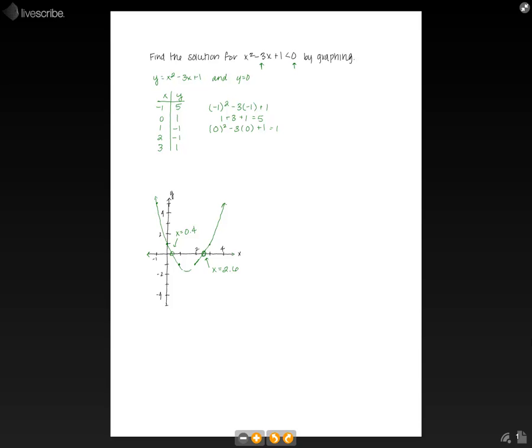So from these points we know that x squared minus 3x plus 1 is less than 0 between these two points. That's along this line right here. All of these points are where that parabola is less than 0. So our solution set is going to be 0.4 is less than x is less than 2.6. Or the solution is between 0.4 and 2.6. And that is how you solve this inequality by graphing.